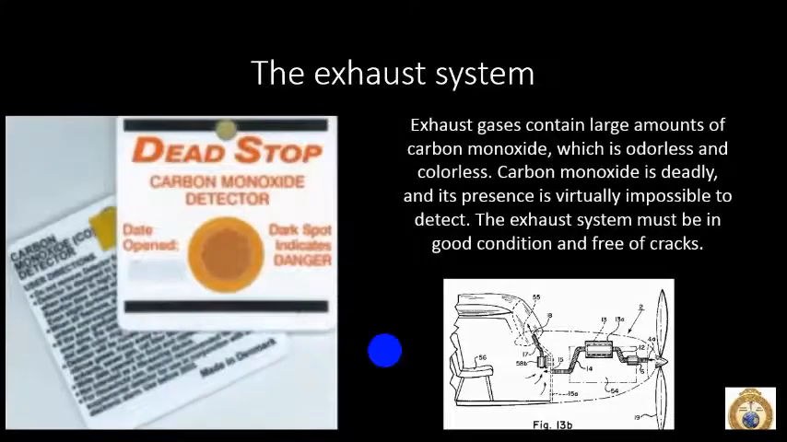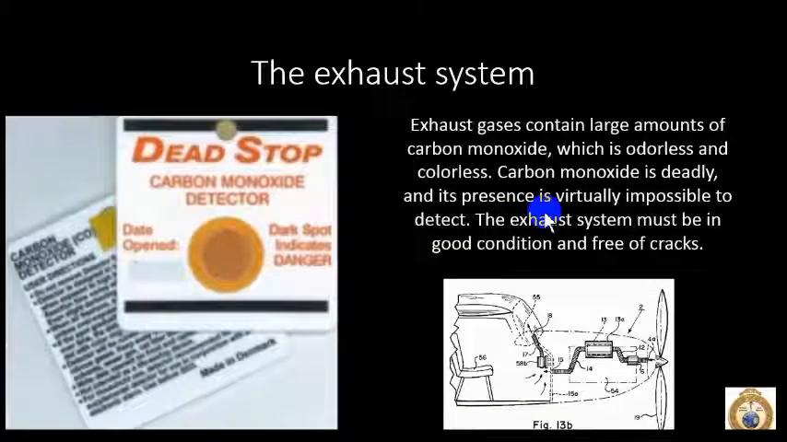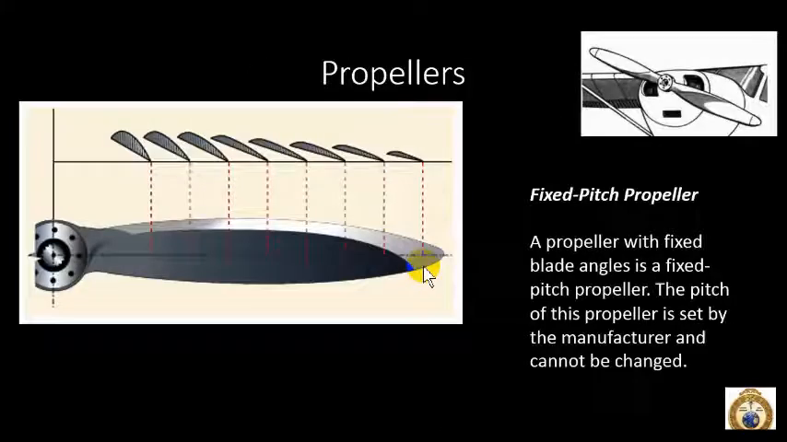Now the exhaust system, if there was a crack in this system some way, or crack in these lines where exhaust gases could get in here, then that would be bad, because then we would stand a chance of getting carbon monoxide. And so sometimes in aircraft you'll see a dead stop carbon monoxide detector. You mark down the date it's open, and if you see dark spots, that means that carbon monoxide is getting into the cabin. So it's just something we want to watch out for.